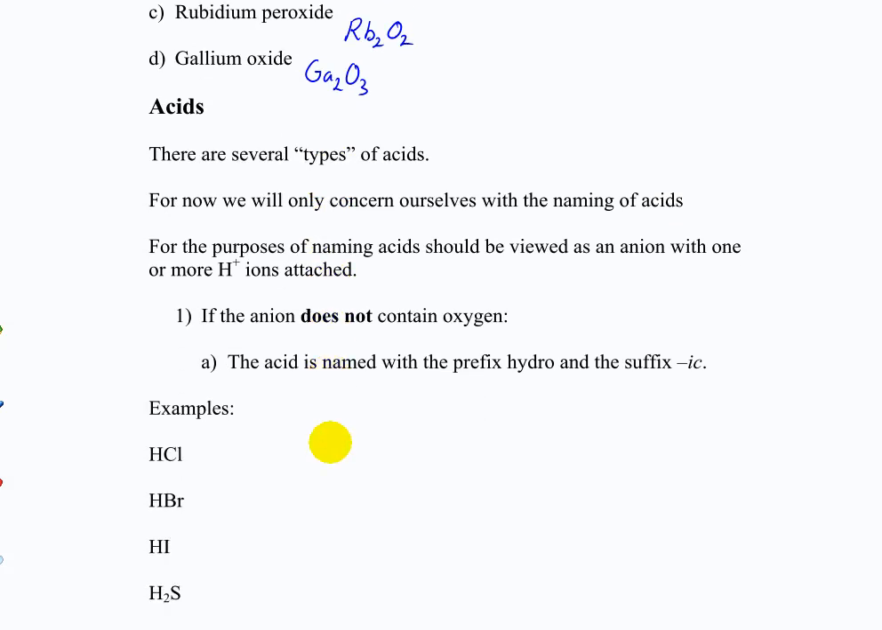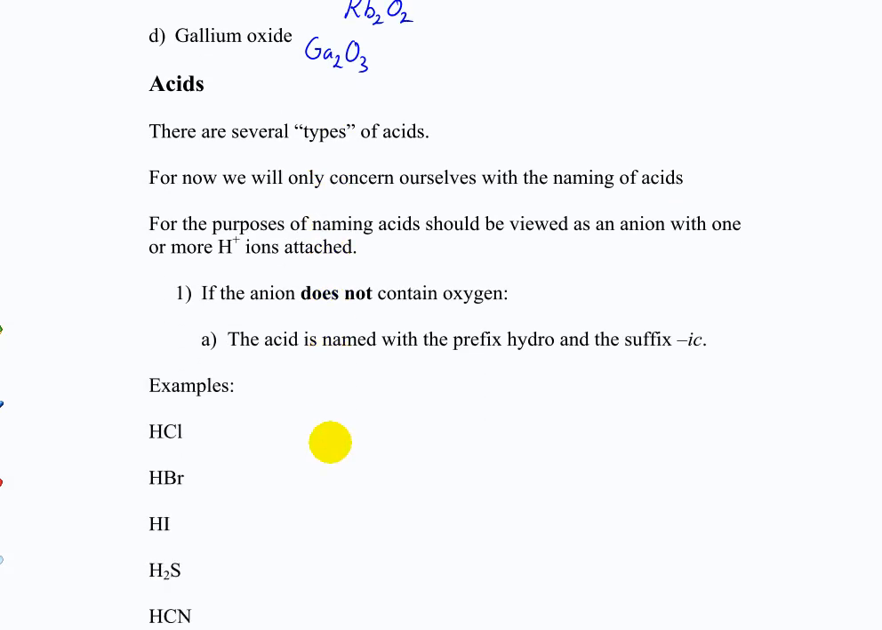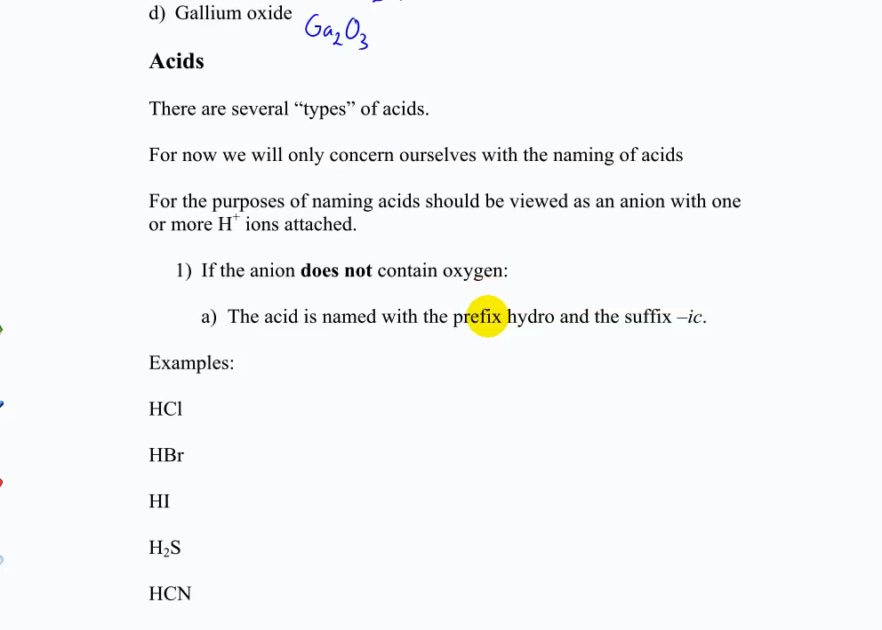All right, one more type of naming rules, and that's for acids. Acids are named a little bit differently. Some of them you already know, probably. But there are two types of acids that we're going to work on naming. The so-called inorganic acids and the oxyacids. So the first type of acids are ones that don't contain oxygen. Here are some examples. HCl, HBr, HI. H2S, that one's always on here. I don't really consider that an acid.